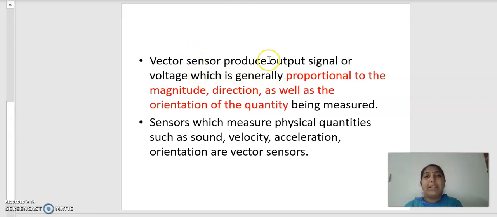Whereas vector sensor produces the output signal or the voltage which is proportional to the magnitude, direction as well as orientation of the quantity. So in the scalar sensors, the outputs depend only on the magnitude. But in the vector sensors, the outputs depend upon the magnitude, direction as well as orientation of the quantity which we are measuring. Sensors which measure physical quantities such as sound, velocity, acceleration, orientation are referred to as vector sensors.